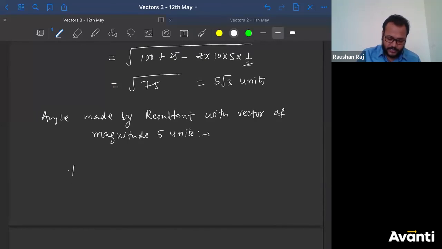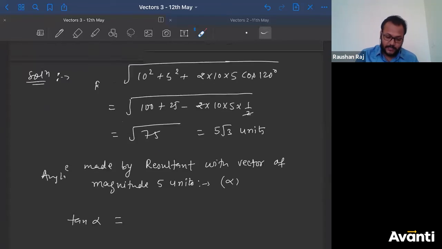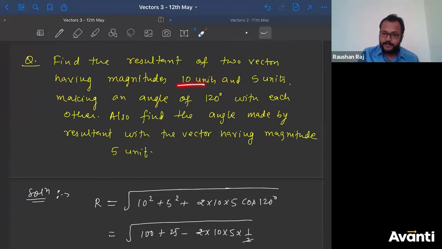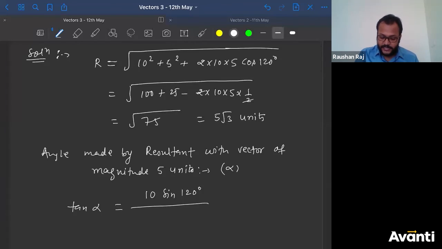So क्या मिला मुझे? तो tan alpha. Let's say the angle is alpha. So tan alpha will be written as, with which vector do we have to find the angle? 5. क्या क्या है यूनिट में? देखो. What are the magnitudes? 10 and 5. तो क्या लिखना? मैंने बोला था. If the angle is with 5 unit, you have to write 10 here. Other one. So 10 into sine of the angle between them, 120, divided by. Now if this is 10, this will be 5 plus 10 cos of 120.